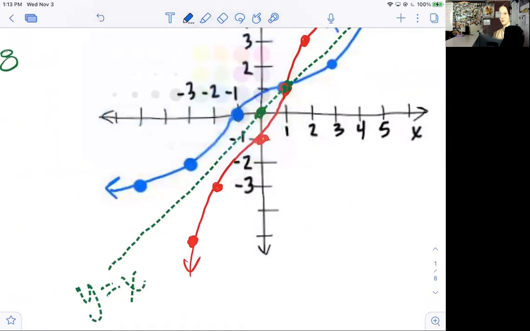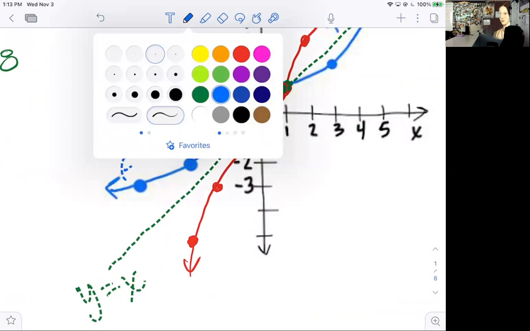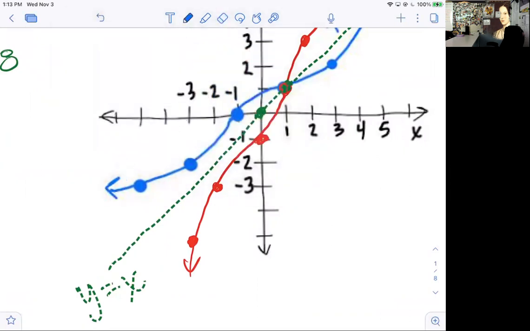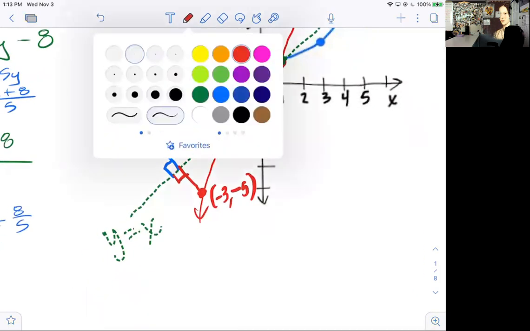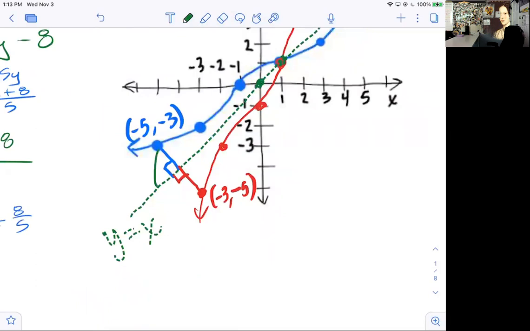So for instance, if we come over here like we did, 1, 2, 3, if we call this point over here (-5, -3), it would reflect perpendicularly, that's a great adverb, across the line y equals x to the point (-3, -5), okay? We call those two points, they're not the same point, are they?